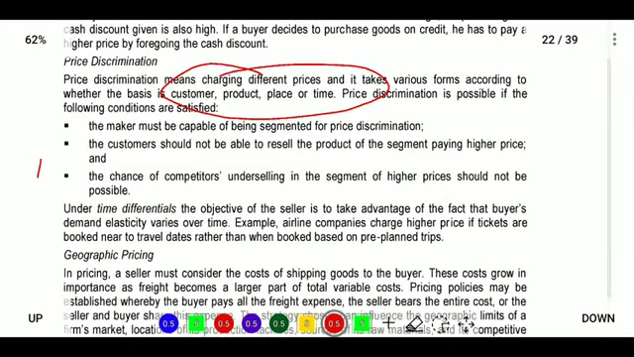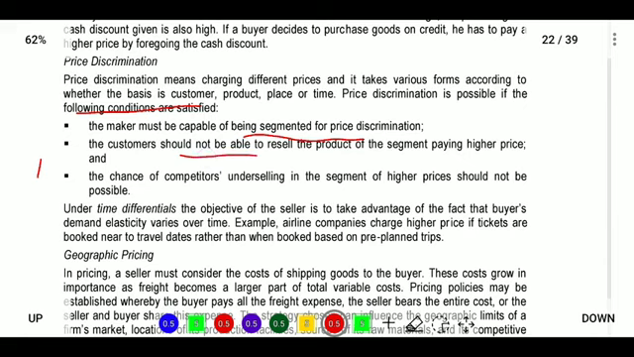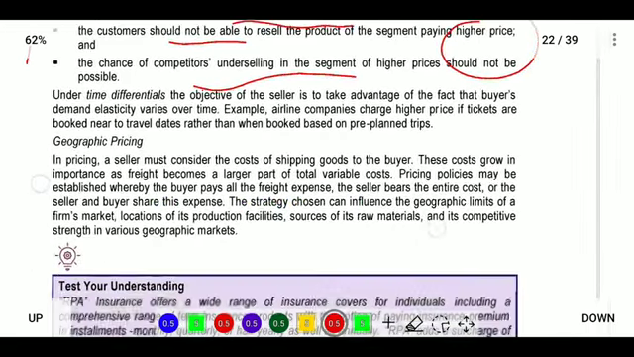Here the following conditions must be satisfied. What are the conditions? The market must be capable of being segmented for price discrimination, and customers should not be able to resell the product. If the product is resold, customers will purchase from us at a lower price and sell to others at a higher price. We will see to that, so we will maintain proper agents. The chance of a competitor undercutting in the higher-price segment should not be possible. Next, time differentiation.